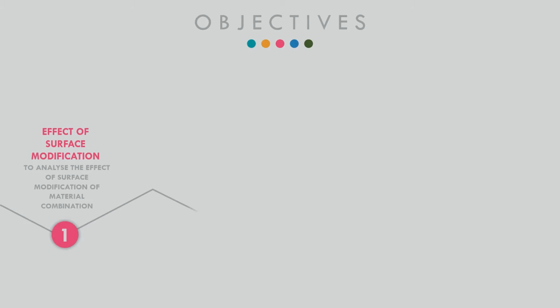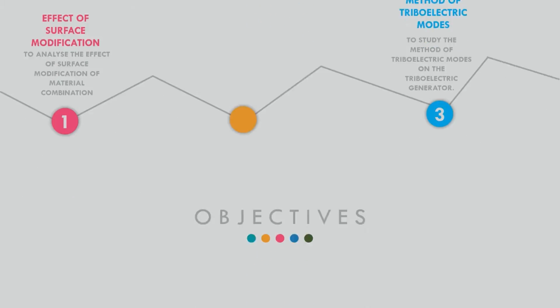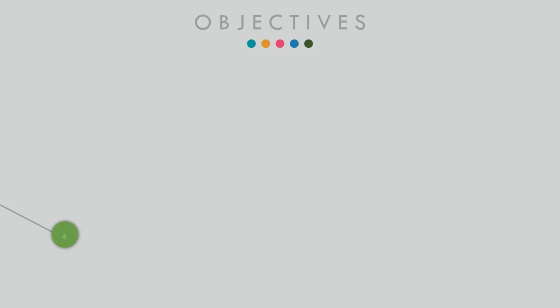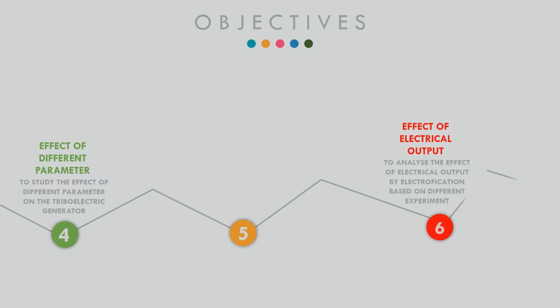First, effect of surface modification: to analyze the effect of surface modification of material combination. Next, method of triboelectric mode: to study the method of triboelectric mode on the triboelectric generator. Third, effect of different parameters: to study the effect of different parameters on the triboelectric generator. And last, effect of electrical output: to analyze the effect of electrical output by electrification based on different experiments.